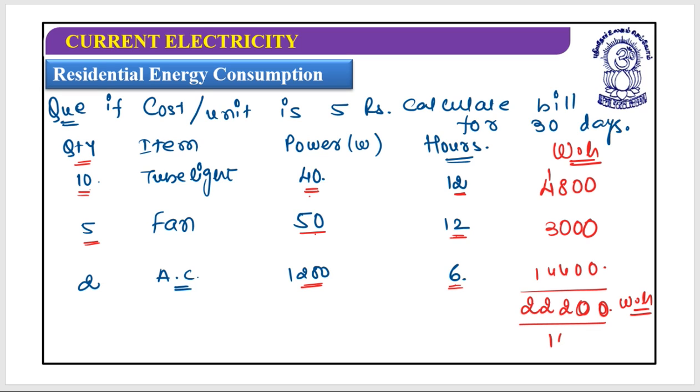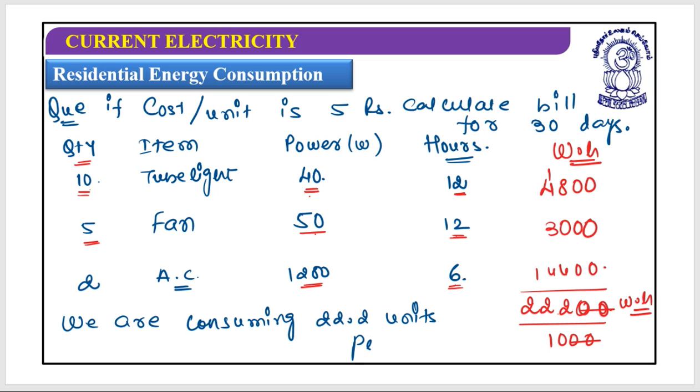So if I convert this to kilowatt hour, per day consumption, let's say we are consuming 22.2 units per day, because this is the usage per day. Now what is the cost per unit? It's 5 rupees. And for how much time do I need to calculate this? I need to calculate this for 30 days.